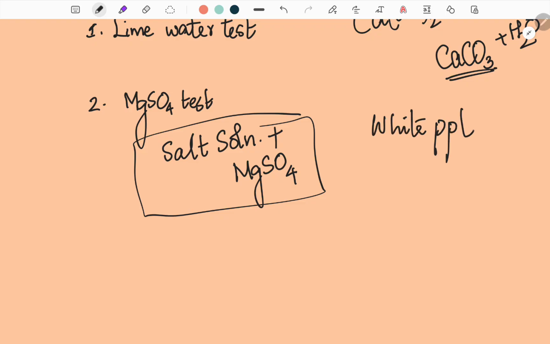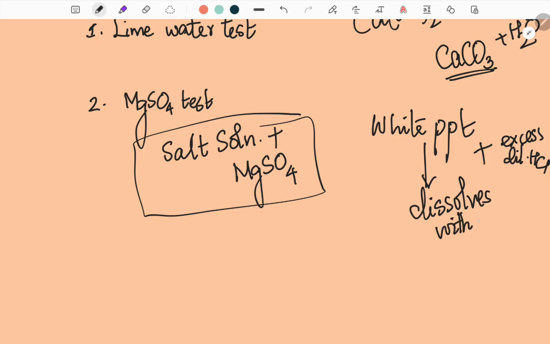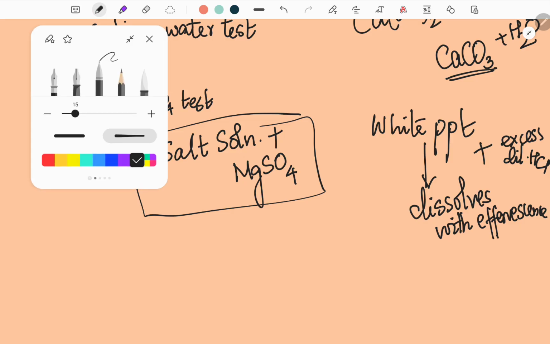And the white precipitate that you are getting should be treated with excess dilute HCl. And if you are able to see that this white precipitate dissolves with effervescence, then that means the carbonate ion is confirmed. So I will repeat what I just said.